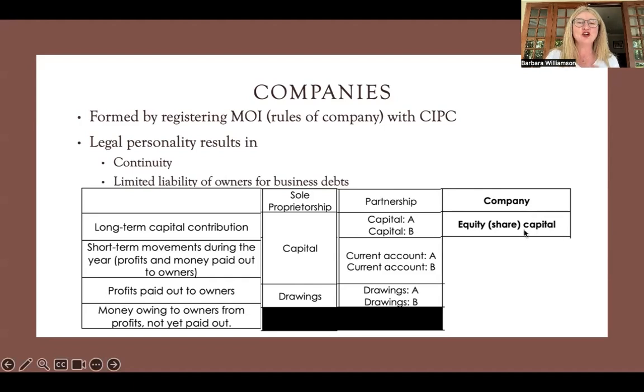And in fact, a little clue as well is when you're looking at the terminology, think about a little bit of English. What is the noun and what is the adjective? The noun is obviously capital. We are looking at the capital account. The equity or the share is simply the adjective that is explaining what kind of capital it is. So you don't need to confuse it with other terminology like the dividends, etc. We'll look at those in a minute.